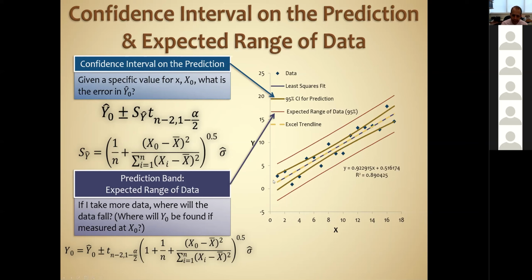But you'll notice that these bands are bowed out. Why does it make sense? And remember, these bands represent the error of my prediction. Why does it make sense that I am less confident at the ends or far away from the middle of my data than right here? Why does it make sense?